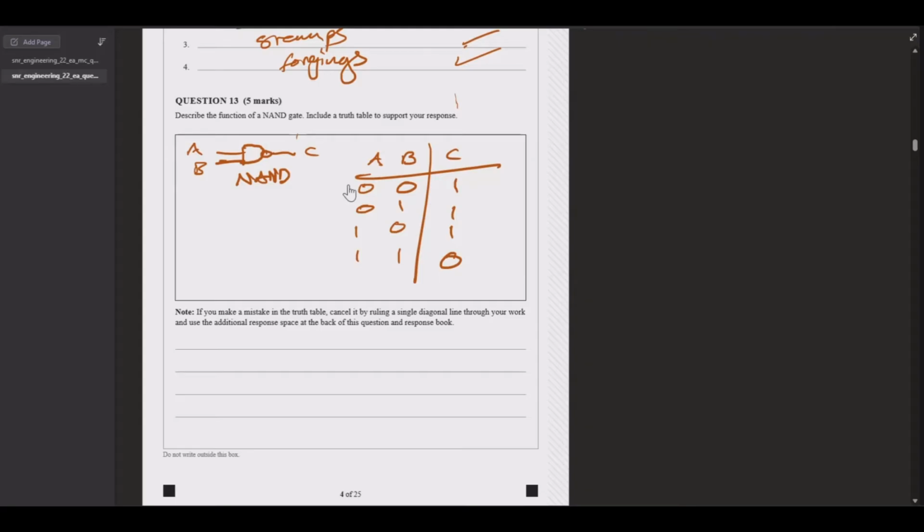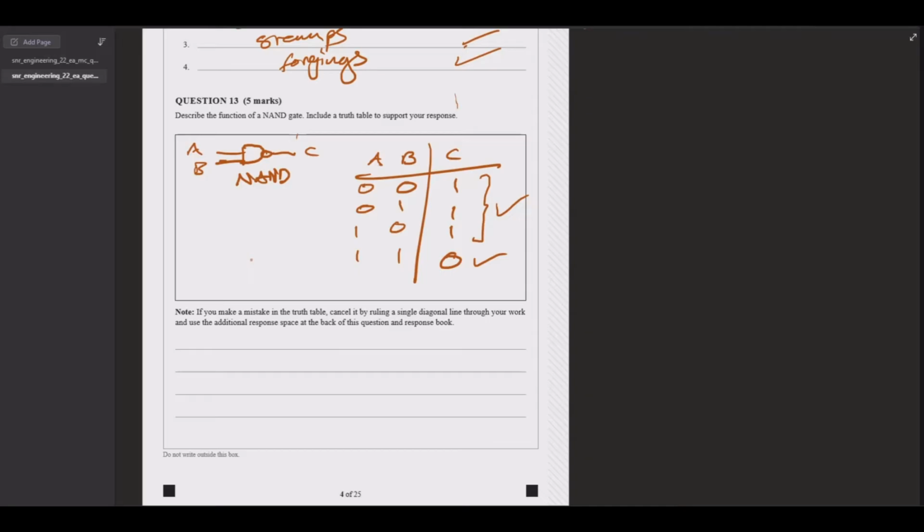And our explanation is just that inverse of AND, or whenever it's not both. So all of the marks here are for output is 0 when all inputs are 1. Output is 1 when all inputs are not 1. So that's another mark there.